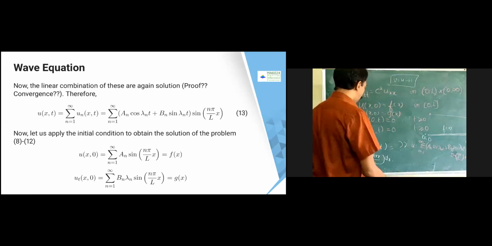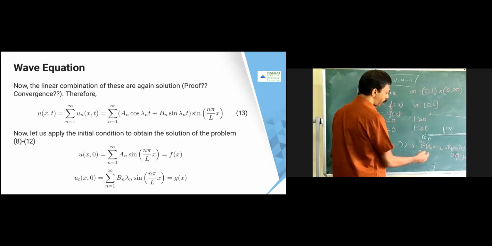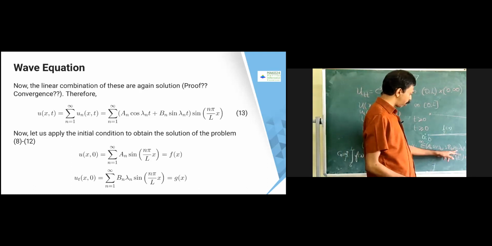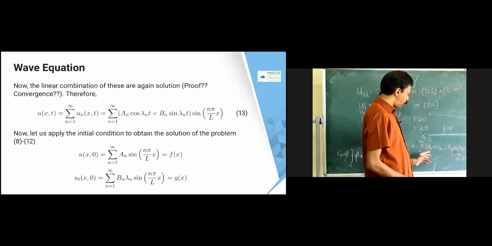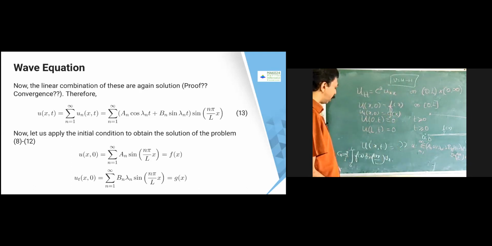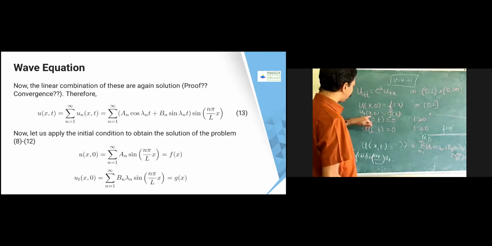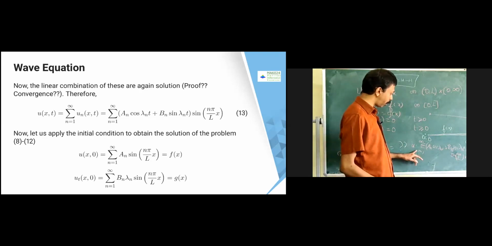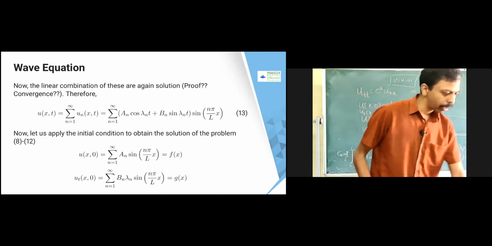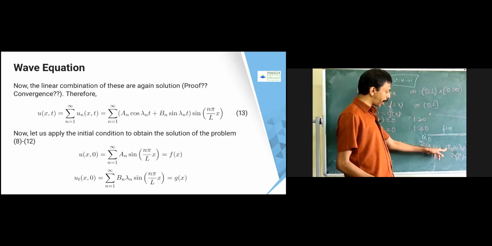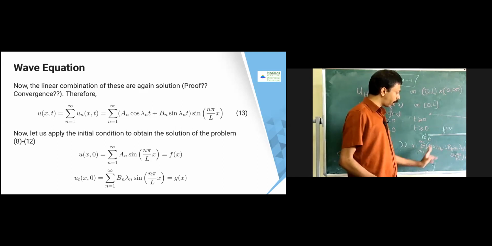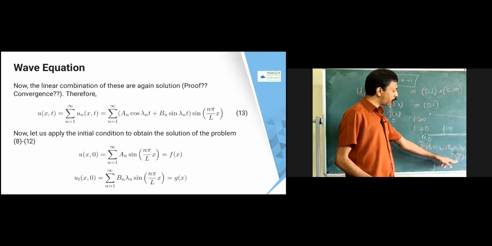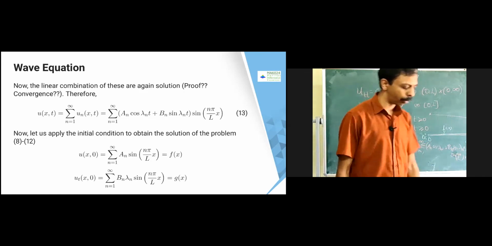Now substitute u of x comma 0. This will become 1, this will become 0. Therefore, a n can be determined from here. This is going to become f of x. Now use the same concept, so a n can be determined in a similar way. Now ut of x comma 0 equal to 0. If you differentiate this with respect to t, you will get b n lambda n cos lambda n t. Therefore, substituting 0, you will get b n lambda n into sin n pi by l x.